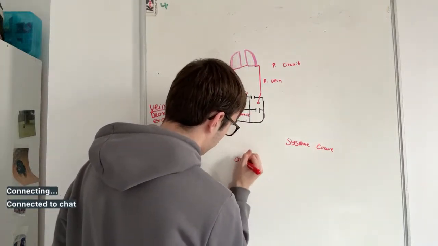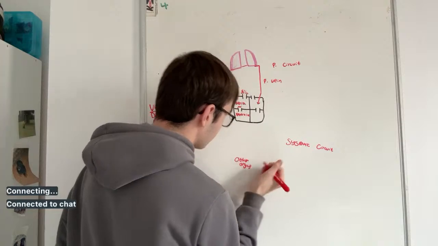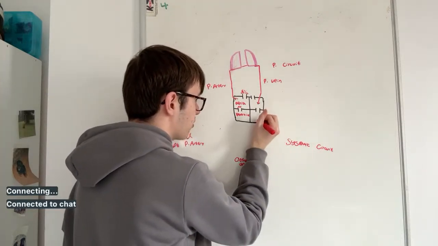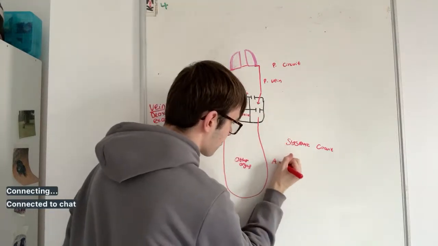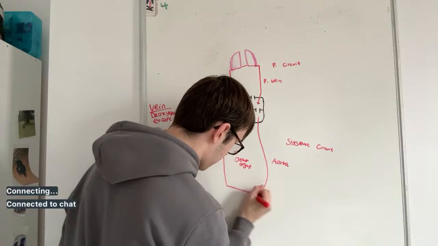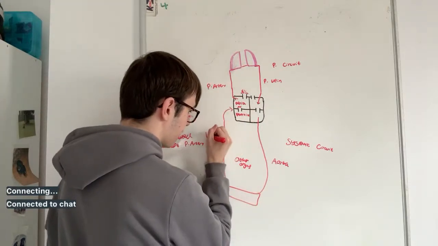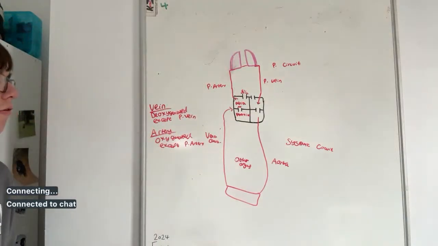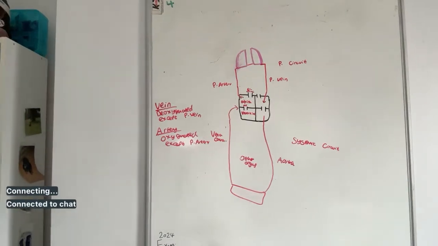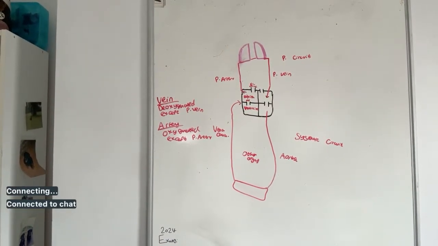And this is where you have your other organs. And you have your aorta. I'm just going to draw it like this. And then your vena cava. I feel like I've done this in the wrong order. Have I actually messed up? Have I done it in the wrong order? Are veins for oxygen? No. They go into the heart. Arteries go out.